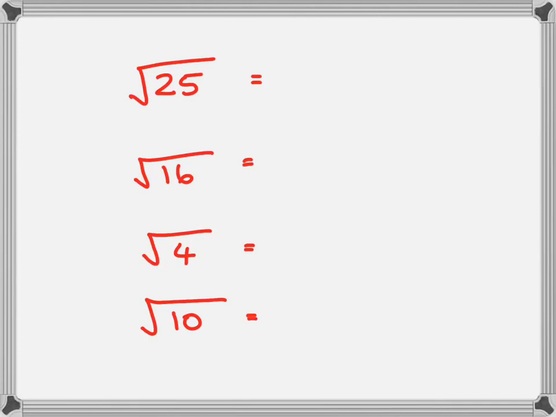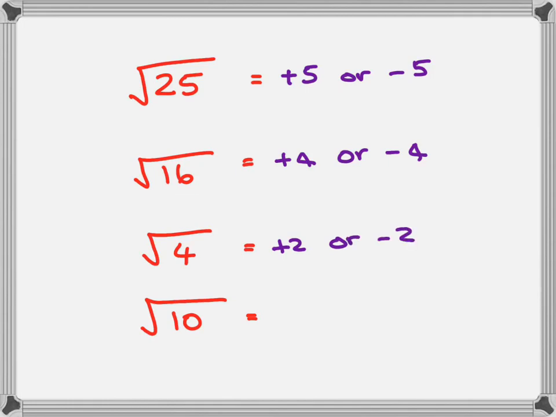Let's do these ones together. Okay, so let us see. We find another color to write in. Let's make it purple. Square root of 25. We know 5 times 5 is 25. So it's either going to be plus 5 or minus 5. Square root of 16. We know 4 times 4 is 16. So it's either going to be plus 4 or minus 4. Square root of 4 we know is 2 because it's 2 times 2. So it's plus 2 or minus 2.